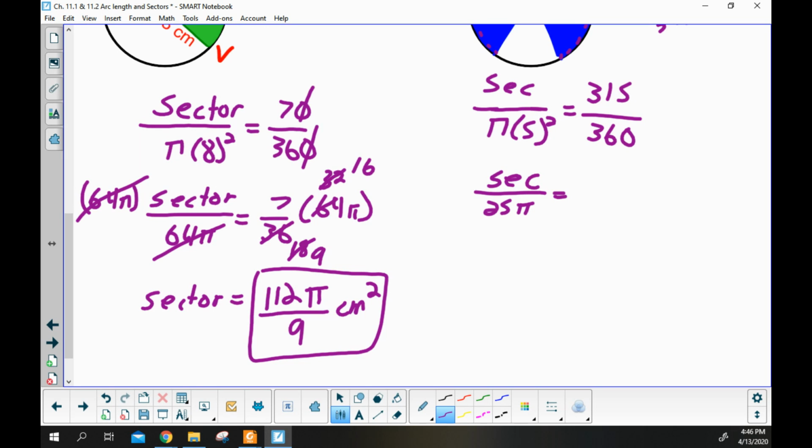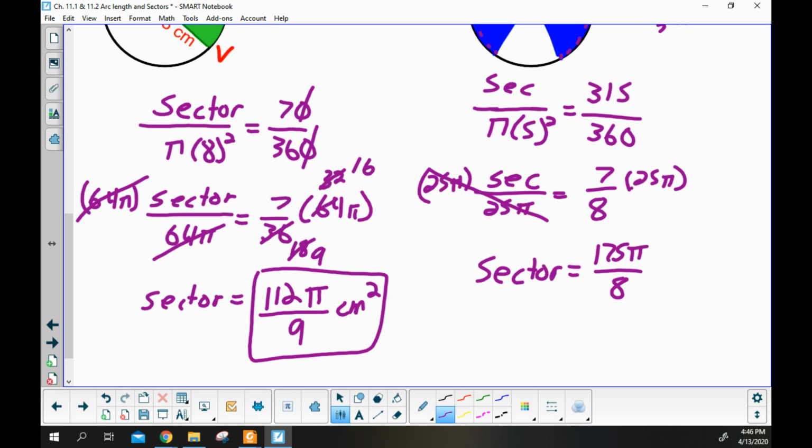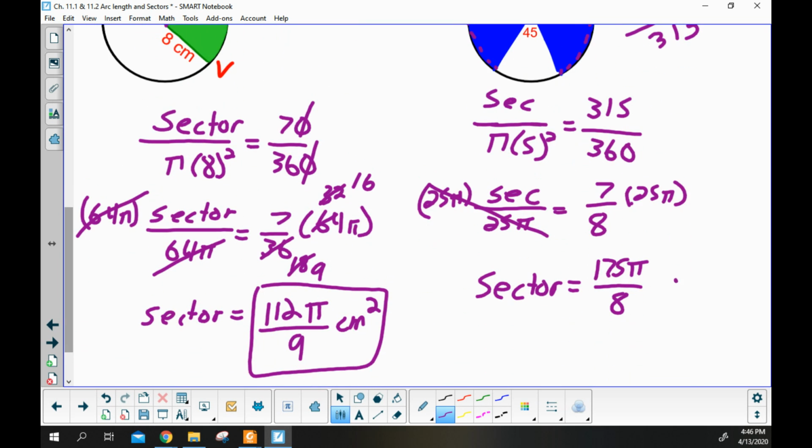They're all divisible by 45. This is a little tough one to get, but that actually simplifies to 7 over 8. You can do 5 and then 9, and it'll still get you there. All right, and now multiply both sides by 25 pi. And my sector is equal to 7 over 8 times 25 pi. So 7 times 25, that's 175 pi over 8. And since we are dealing in feet squared.